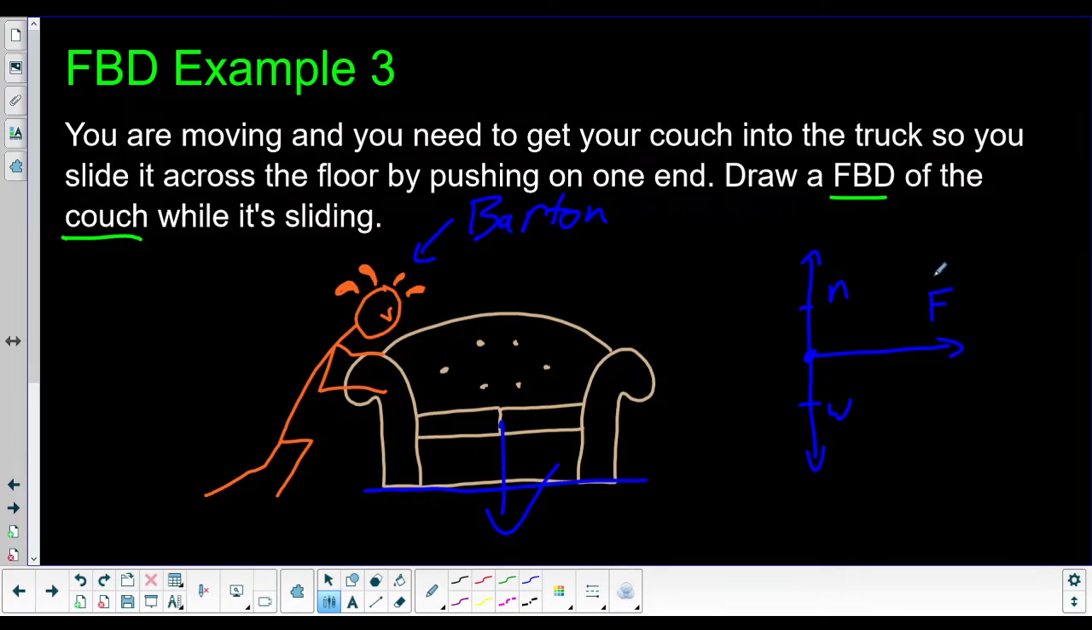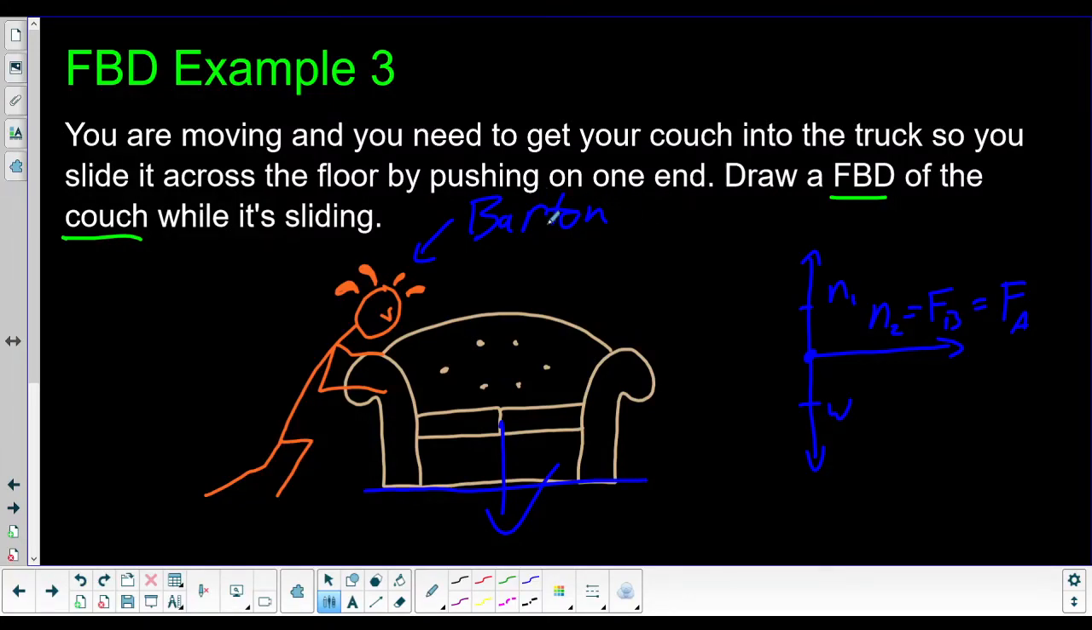So I would put FB for the force of Barton. You could also put FA for force applied. Or you could label this normal force 1 and this normal force 2. But some people don't really like that label. So it's whatever makes sense to you, really.